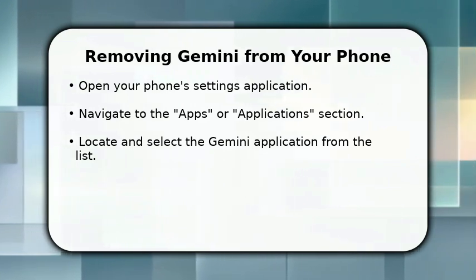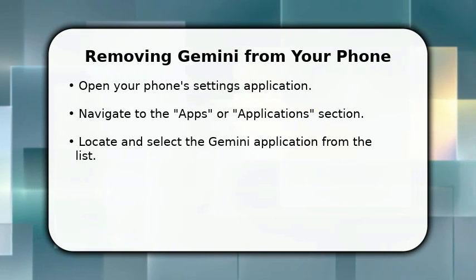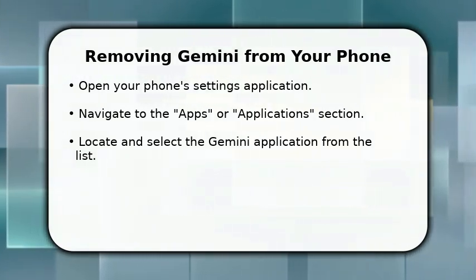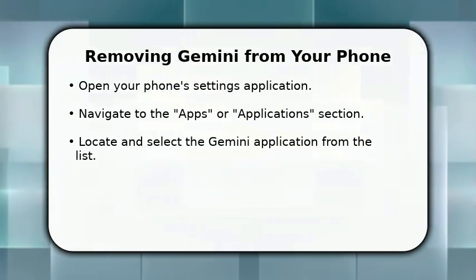Once in settings, scroll down and tap on Apps or Applications. This section lists all the software installed on your device. Find Gemini in this list and tap on it to proceed to the next step.